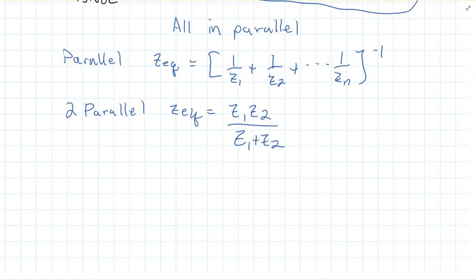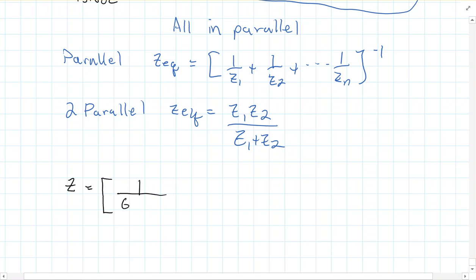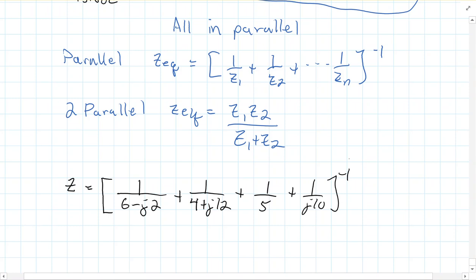And so if I combine those all in parallel, what would I get here? Well, I'm going to have Z is equal to 1 over 6 minus J2 plus 1 over 4 plus J12 plus 1 over 5 plus 1 over J10. And then this is all to the negative 1 power.